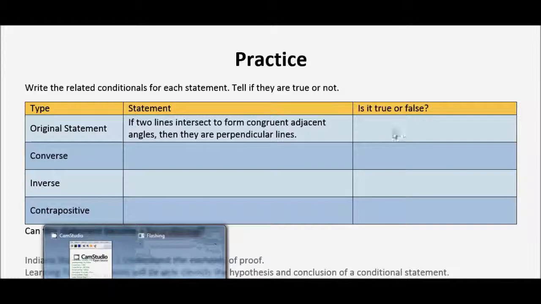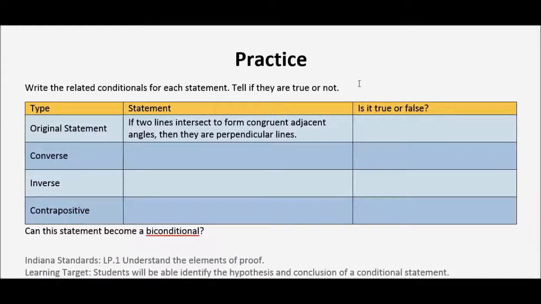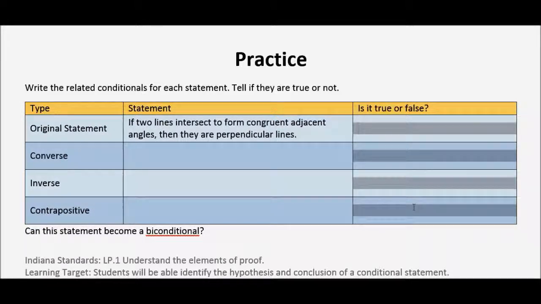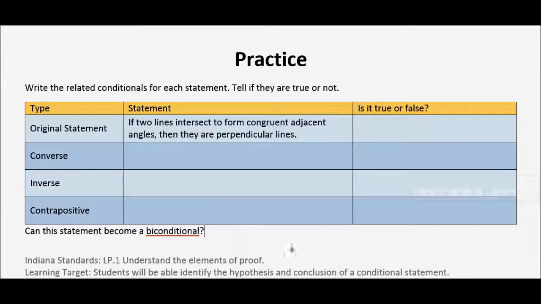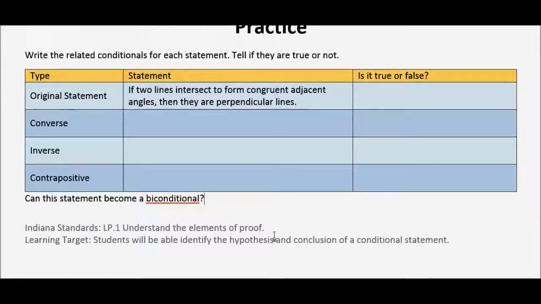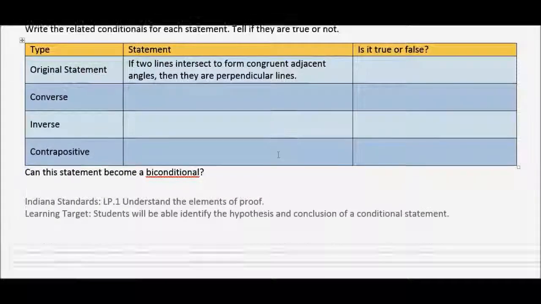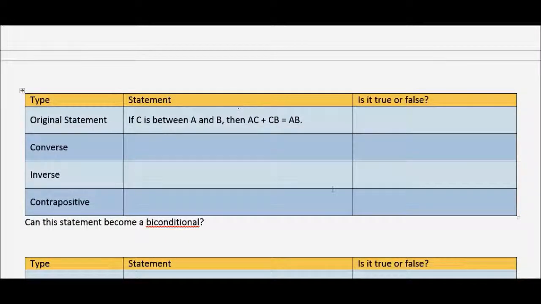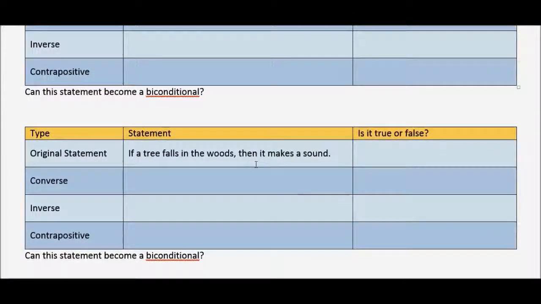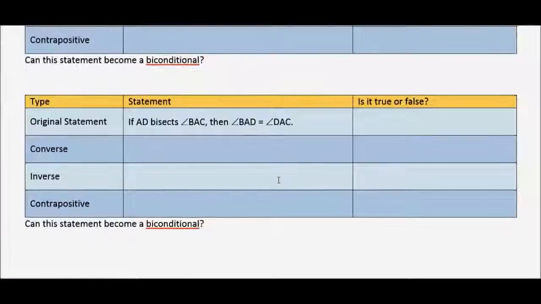Okay, your practice problems will be here at the end of the 3-3 related conditionals unit. You're going to be writing converse, inverse, contrapositive, analyzing the statements to see if they're true or false, and then validating whether or not they can be a biconditional. Here we have the perpendicular line statement. Here, segment addition postulate, and then some kind of ridiculous statement about trees falling in the woods, and finally a bisector statement. So good luck, and I'll see you in class.